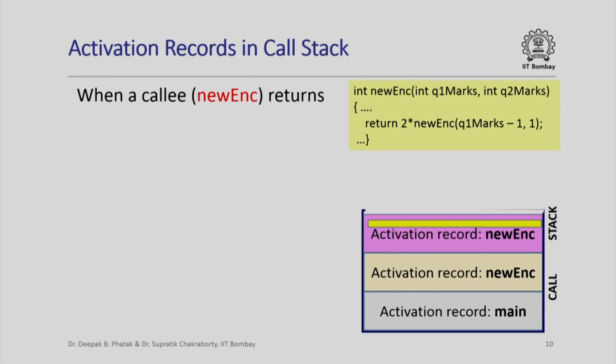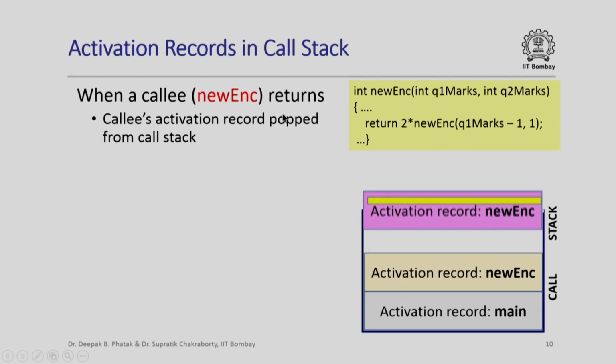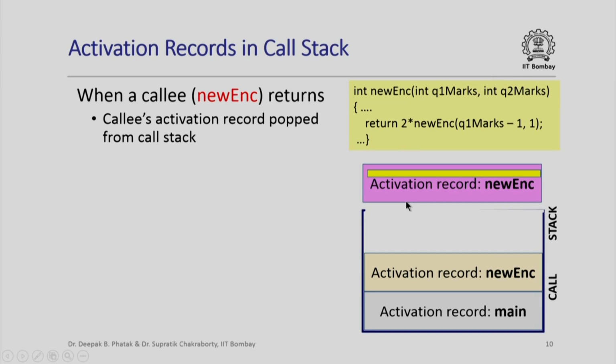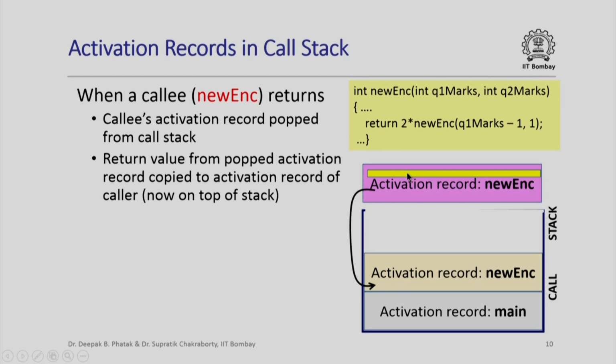So far good. So let us see what happens when a function returns. So here the callee is newenc, and let us say that it is going to return now. So this was our call stack, and the topmost activation record in the call stack corresponds to the invocation of newenc, which is now going to return. So we know what must happen. The callee's activation record must be popped from the call stack. The return value computed by this execution of newenc will be copied from the activation record of the callee to the activation record of the caller.